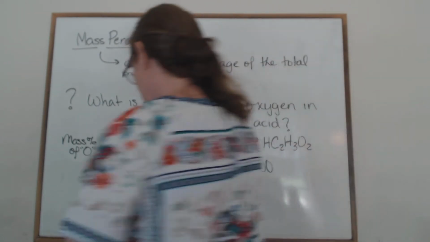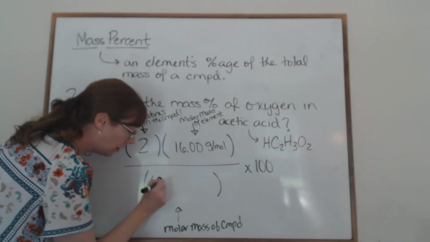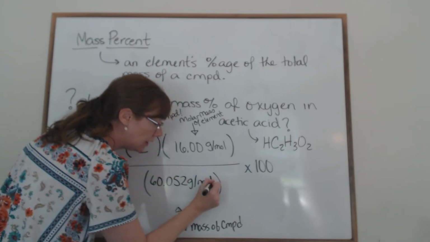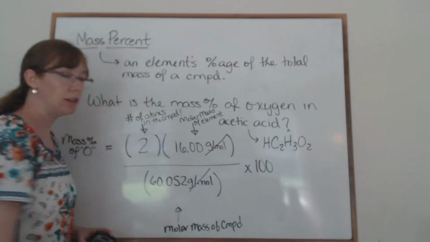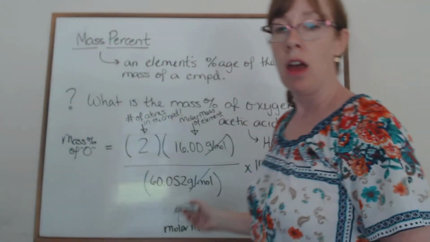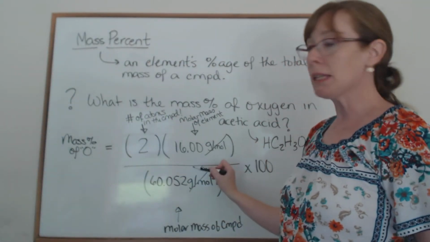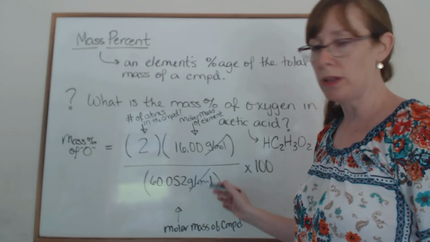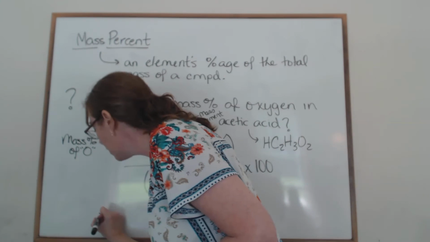I got 60.052 grams per mole. Now, notice the unit is going to cancel anyways, but I just like to write it in there. Mass percent's not going to have a unit. Notice the only unit that was in there is gone because one's on top, one's on bottom. But let's go ahead and figure out what the answer would be.